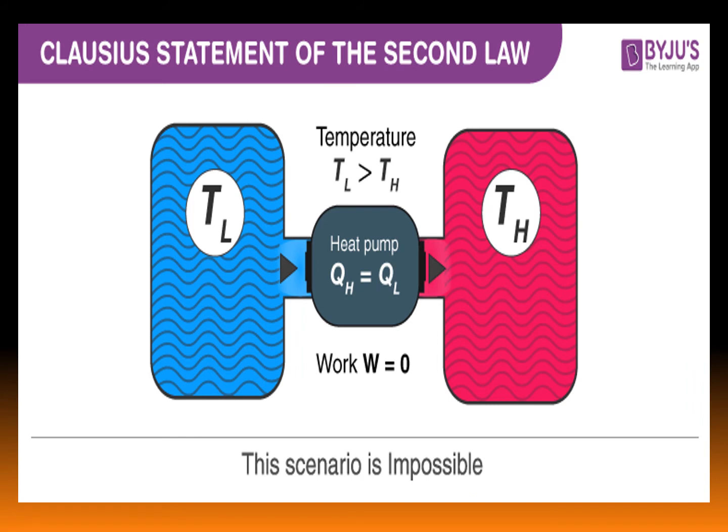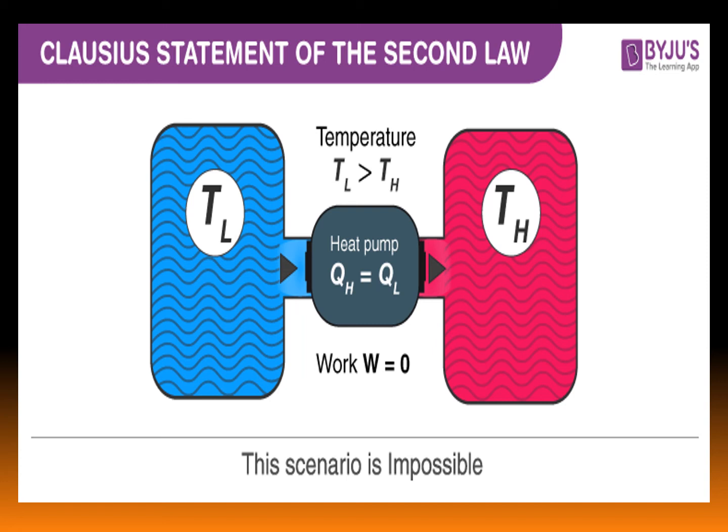The Clausius statement. Clausius says that it is impossible to transfer heat from a cold reservoir to a hot reservoir without doing some work. What does this diagram say? From lower temperature to higher temperature, from cold to hot, we cannot transfer heat. Work done is zero, there is no work done at all.